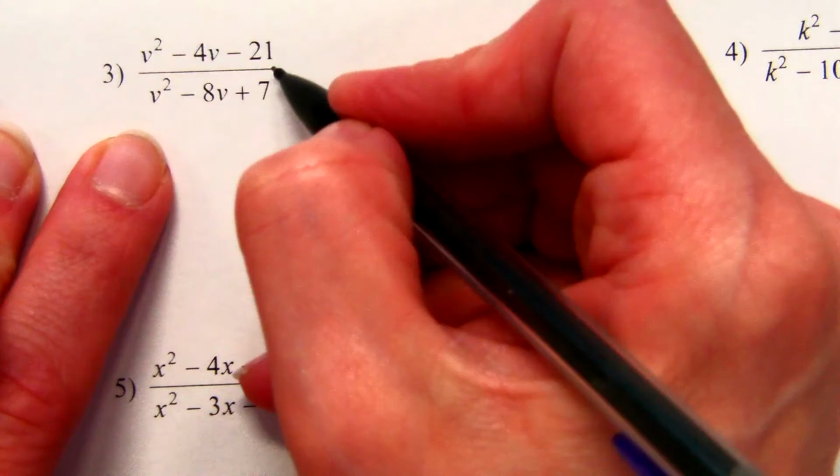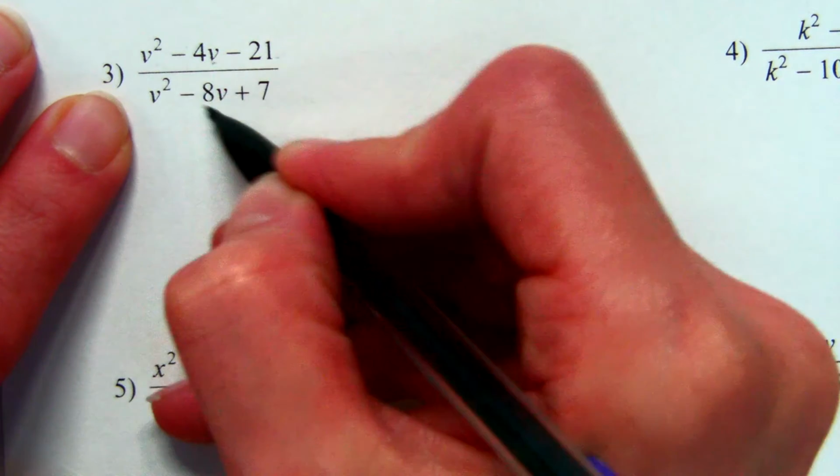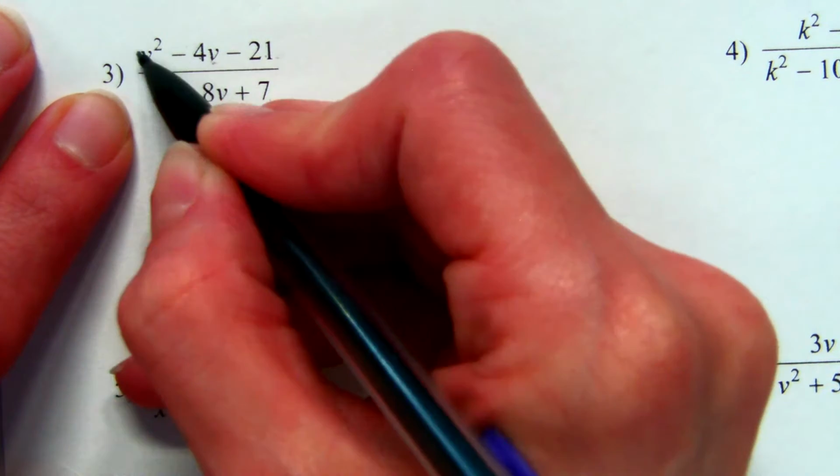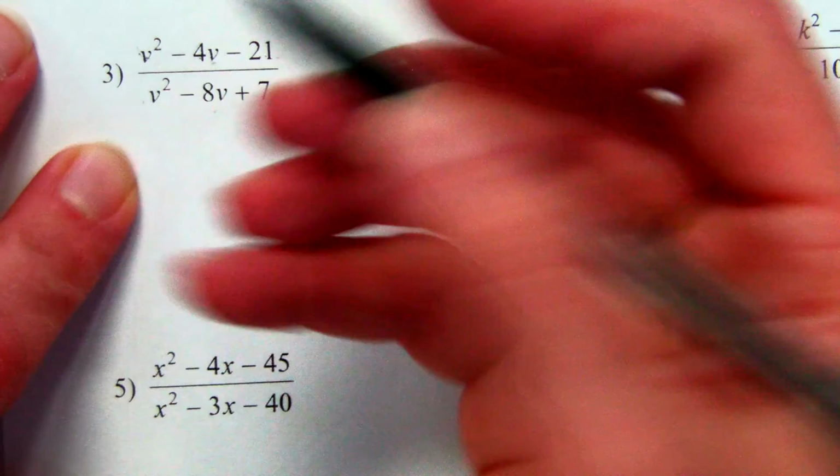Let's take a look at number 3. So this has the same basic setup. We've got the quadratic trinomial. There's no coefficients in front of those v squareds.